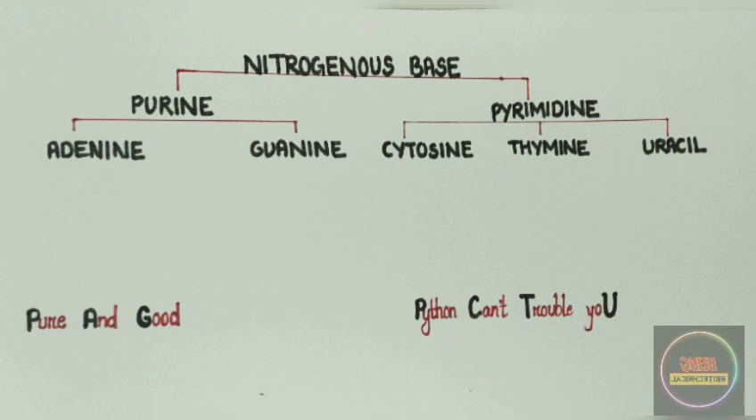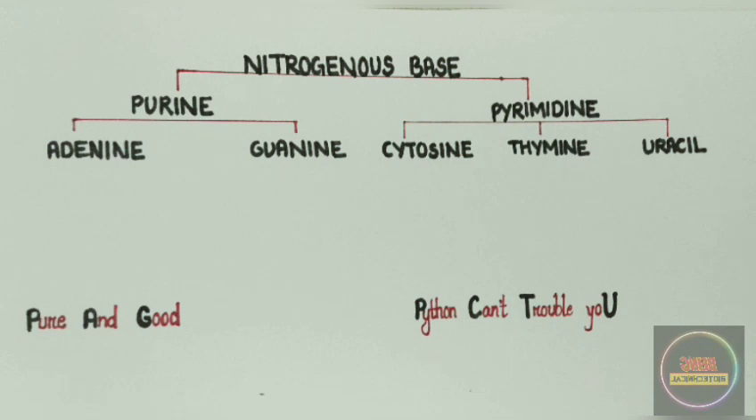Similarly, remember for pyrimidine, 'Python can't trouble you'. P means pyrimidine, C from 'can't' means cytosine, T from 'trouble' is for thymine, and take U from 'you', U for uracil. So, cytosine, thymine and uracil are pyrimidines. In this way you may recall it very easily.